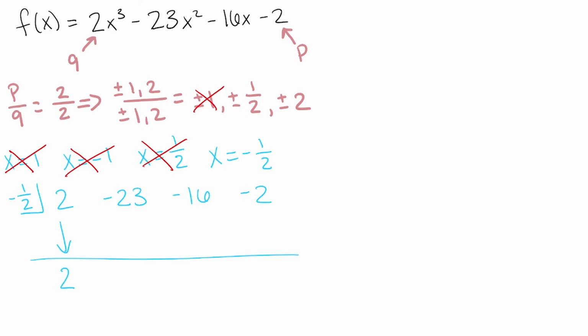Negative 1/2 times 2 is negative 1. Negative 23 plus negative 1 is negative 24. Negative 1/2 times negative 24 is positive 12. Negative 16 plus 12 is negative 4. Negative 1/2 times negative 4 is positive 2. Negative 2 plus 2 is 0, so we have a solution.